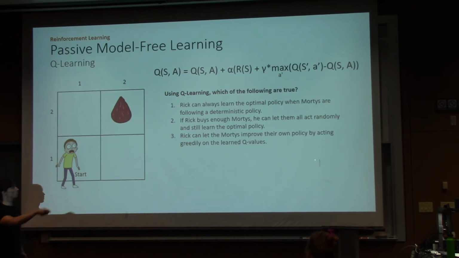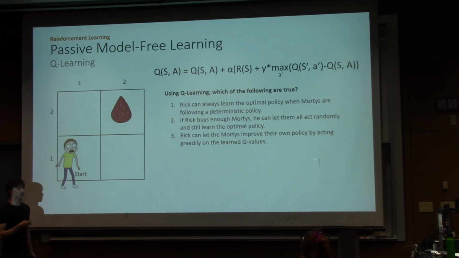So, using Q-learning, which of the following are true? One, Rick can always learn the optimal policy when Mortys are following a deterministic policy. Two, if Rick buys enough Mortys, he can let them all act randomly and still learn the optimal policy. Three, Rick can let the Mortys improve their own policy by acting greedily on the learned Q values. Which of you think number 1 is true? How about number 2? And number 3? Alright.